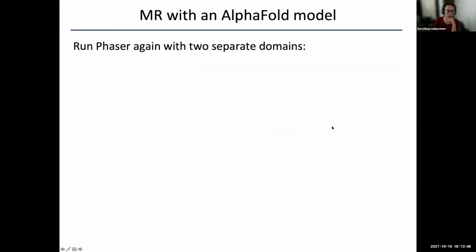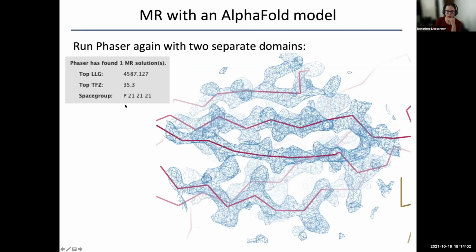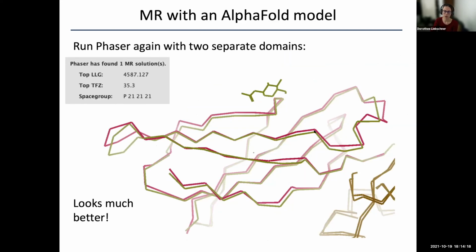And so we run it again, and we get much better values. Now we have an LLG of more than 4,500, and the TFZ is 35. I think before it was 725 or something. So the numbers look better. But again, let's look at the map, and this time the density explains well how the domain has been placed. And if we superpose this to the deposited model, the green one is the deposited model, the red one is after molecular replacement, and they're superposed quite well.